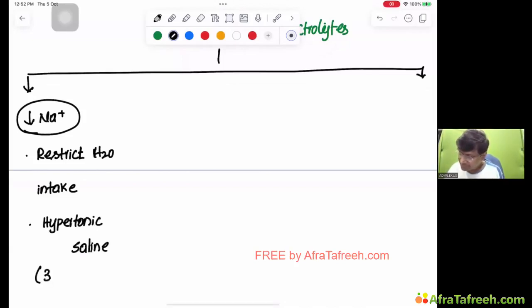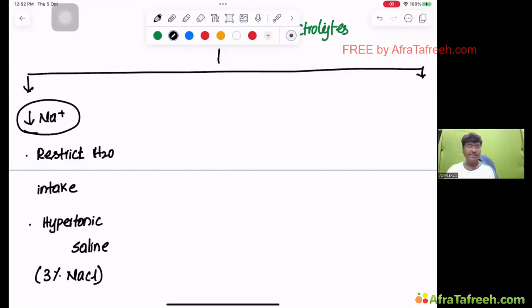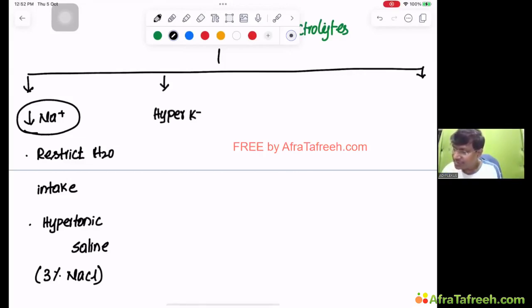Right, where we give 3% sodium chloride. That is in whenever there is symptomatic hyponatremia. Then next important is the hyperkalemia. So how do you treat this hyperkalemia? Can anyone tell me what is the drug of choice for hyperkalemia?